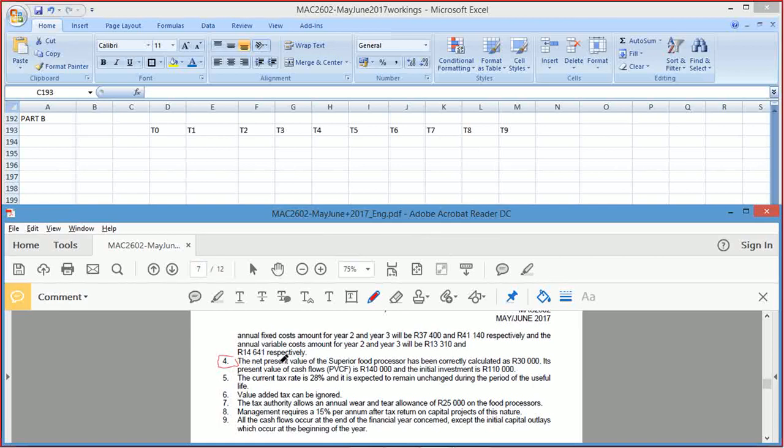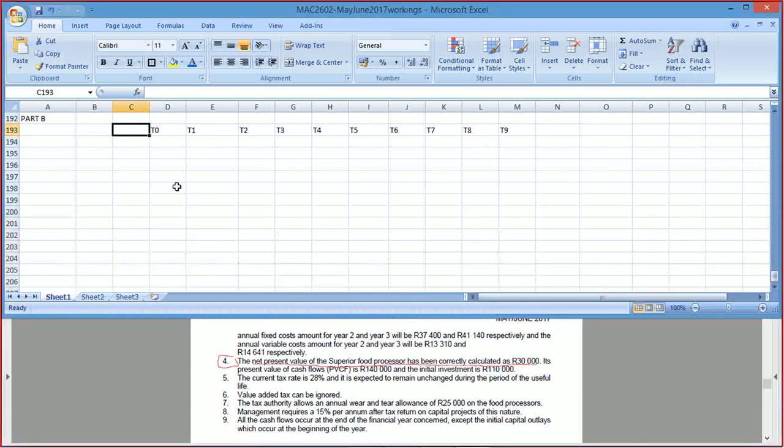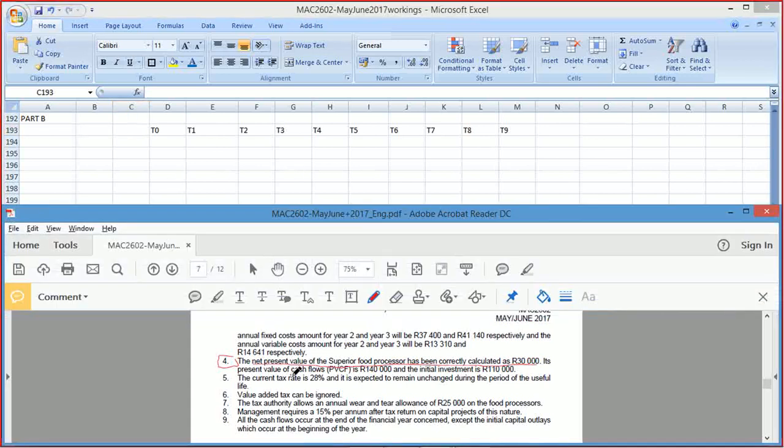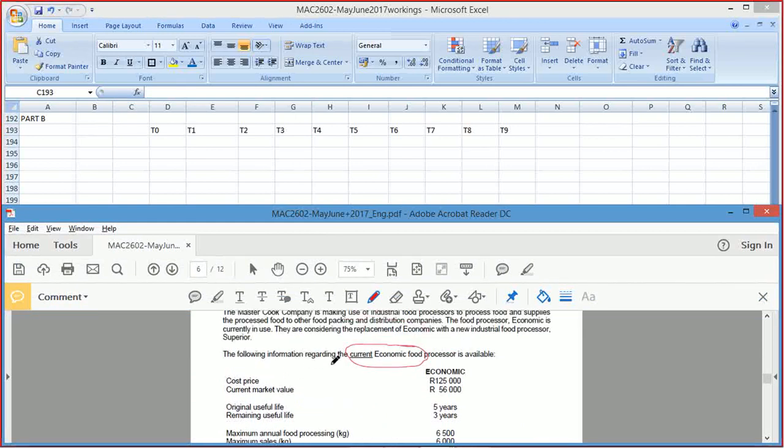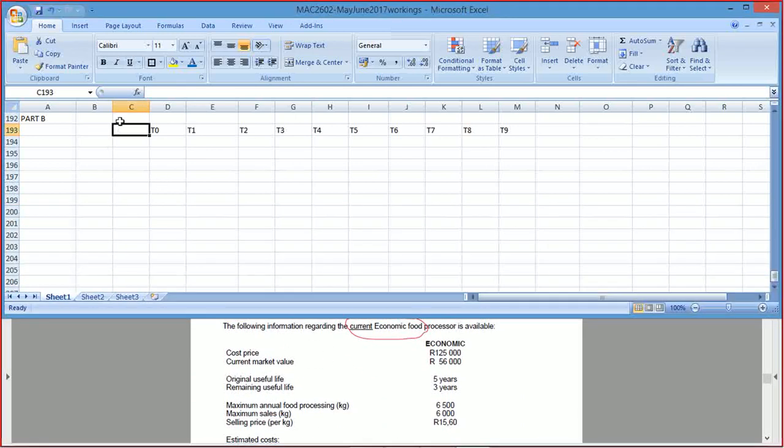The good thing is you don't have to do anything for the current scenario here, because you've already got the food processor here, which is the net present value of the new. So you've already got that information. That's given. You just need to look at the old. Currently, this is the information relating to the current food processor.